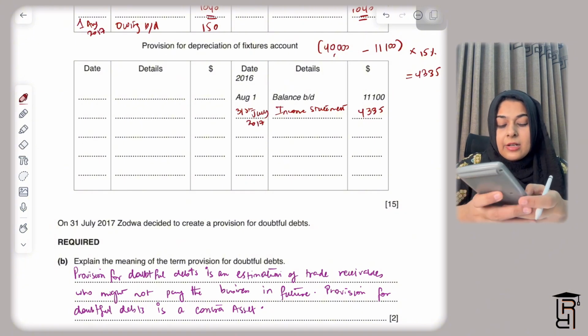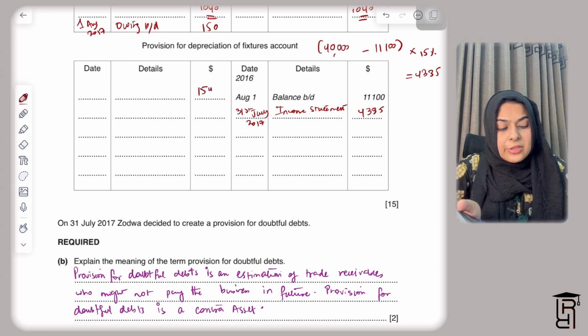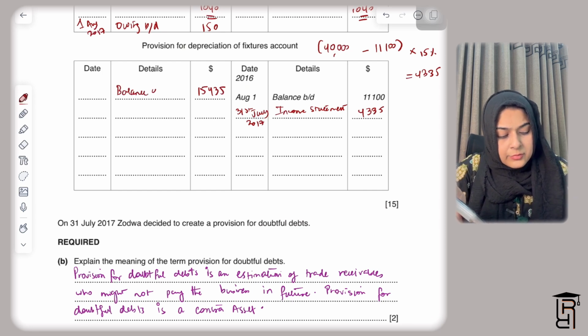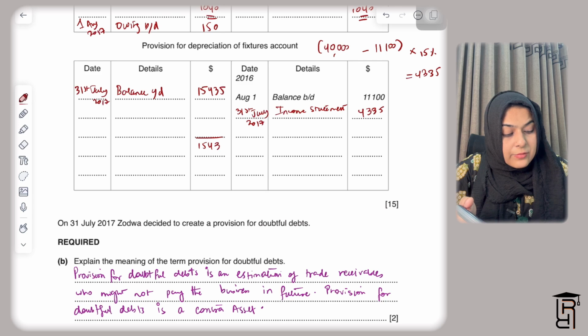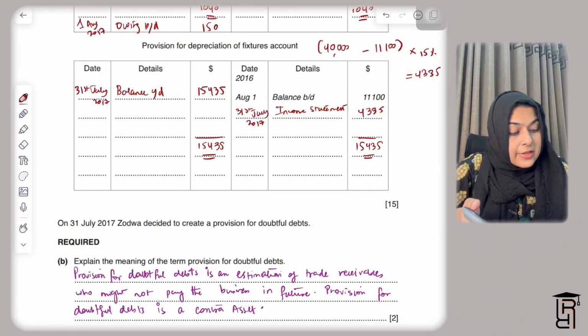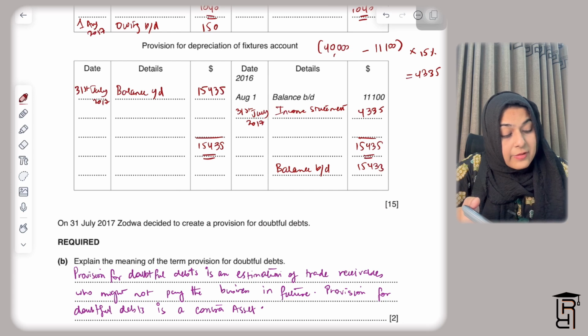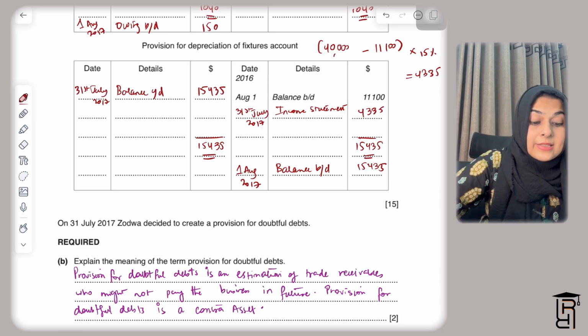And now my accumulated depreciation at the year end is going to be 15,435. I'll write here balance carried down, and this is also going to be 31st July 2017. Now I'll balance this at 15,435 on both sides. This balance carried down will become my balance brought down, and this will be 15,435, and this will be August 1, 2017. So that's it for all the T accounts.